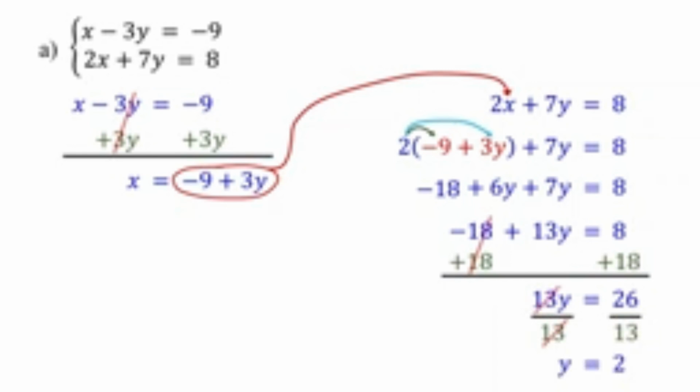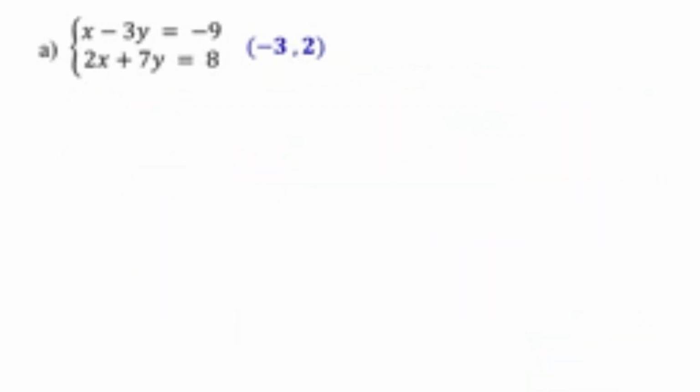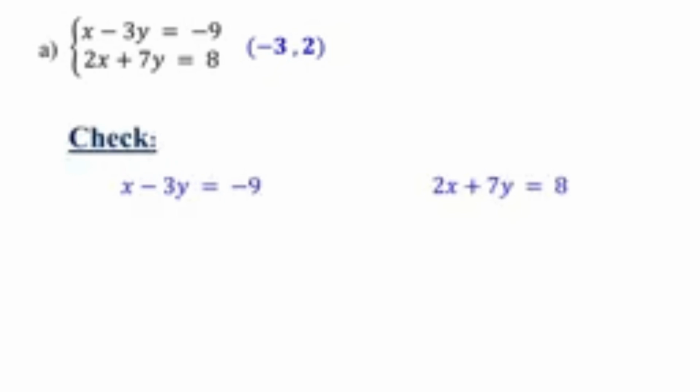Now that we have the value of y, the next step is to find the value of x by plugging in 2 for y in this equation, which is basically the first equation solved for x. 3 times 2 is 6, and negative 9 plus 6 is equal to negative 3. Finally, write your solution as an ordered pair, negative 3, 2, with x equal to negative 3 and y equal to 2. If you were to plot the graphs of these two equations, the lines would intersect at the point negative 3, 2.